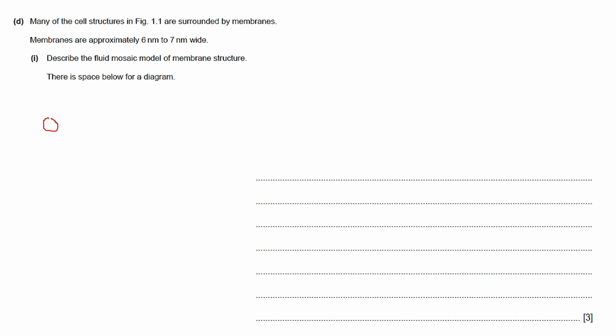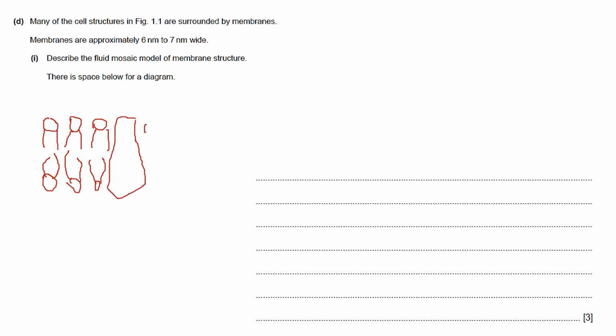The fluid mosaic model basically means that there's a phospholipid bilayer in the membrane, and of course many people remember this, but what people tend to forget is that there are also proteins, transmembrane proteins they're called, that span the entirety of the membrane. Okay.